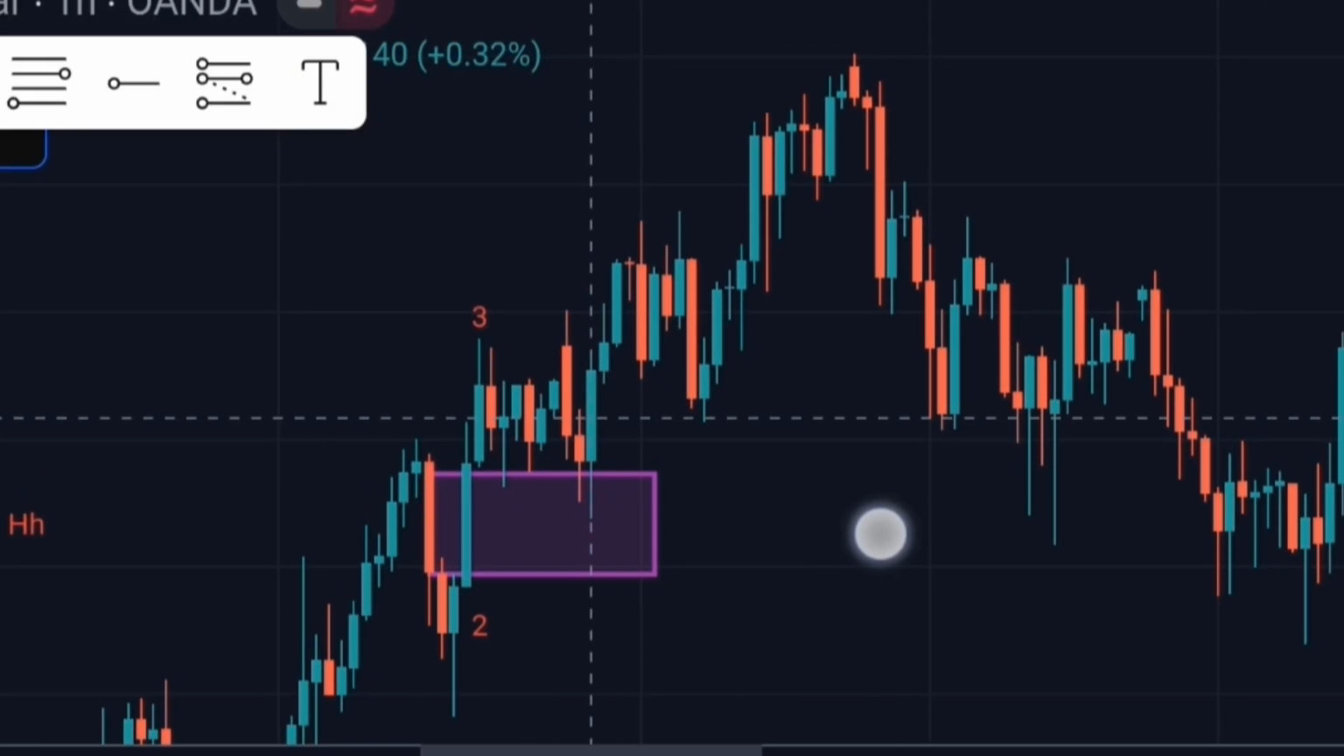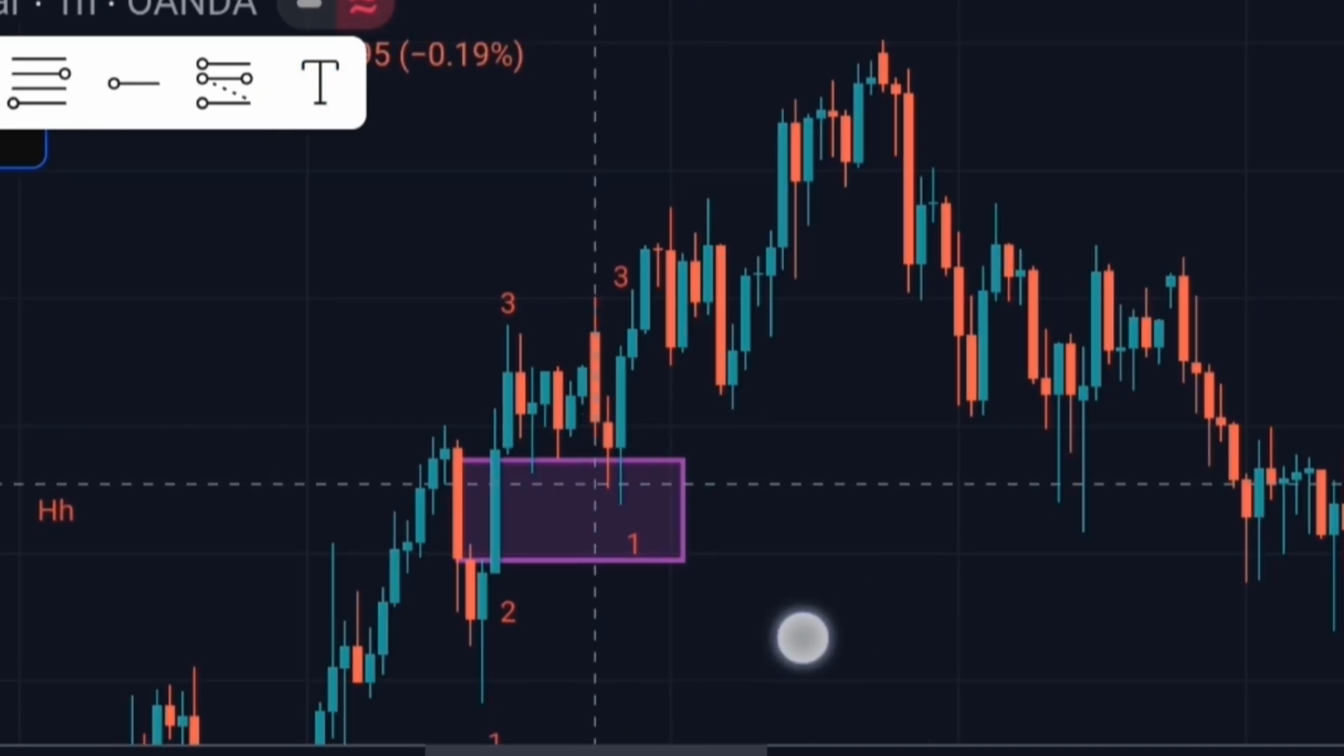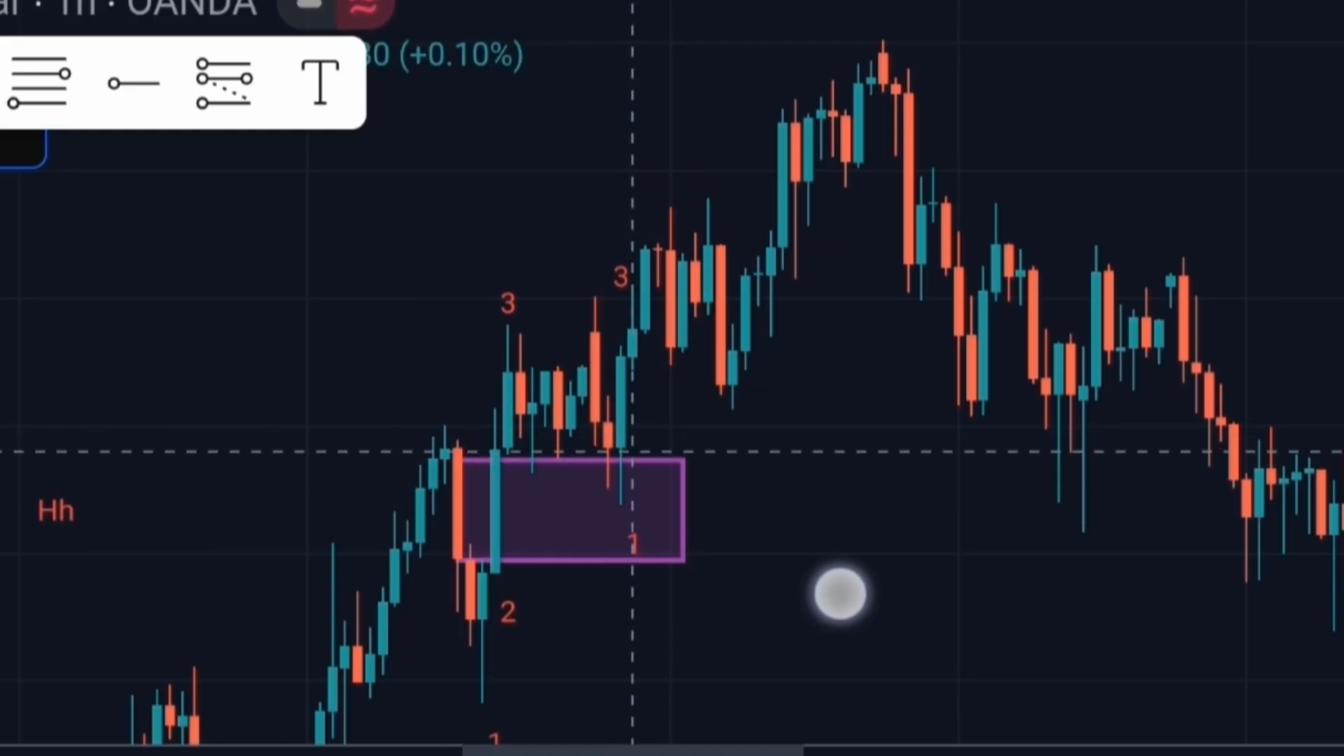Look, boom. What's this? This is another fair value gap. We could put one here, one here. Remember, we're looking for bullish candles. That's it. So the first candle is this red one right here. Then the second one will be this third candle right here, which is this blue one. And then the third candle will be this one here.